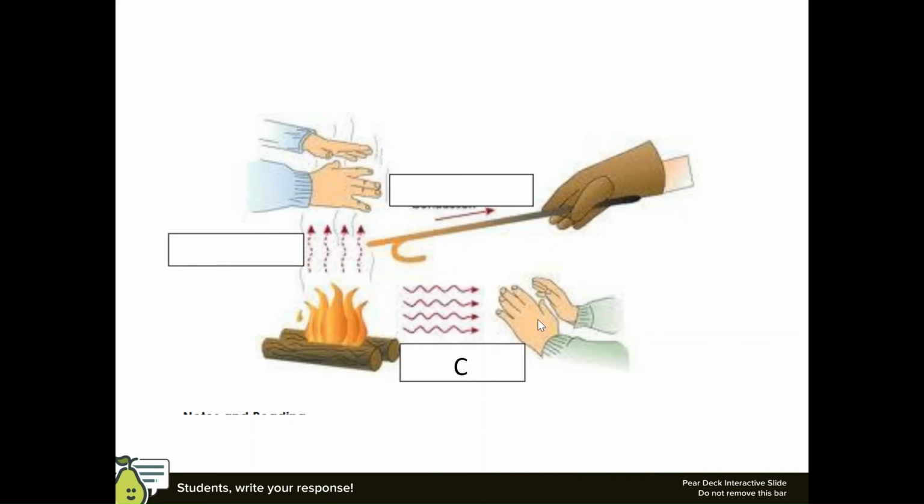Or this guy can also stay warm through the process of, what do you think C represents? This guy can also stay warm through the process of radiation. Because remember, radiation doesn't require a state of matter. Here, radiation is going through air, and it's going through air in all 360 degrees. So the fire is going in all different directions, not just in one. It's not just hitting this guy, it's also hitting this guy over here off to the side.